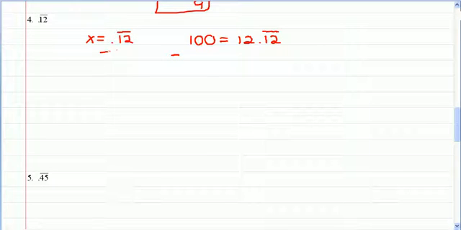So for number 4, we have 0.12 repeating. So I start with x equals 0.12 repeating. Since I have two numbers to the right of the decimal point, I multiply it by 100, since 100 has two zeros, and I'm just moving my decimal point over twice, but losing the repeat symbol to the left of the decimal, but keeping it on the right side of the decimal. So I have 12.12 repeating. Then I subtract this equation, and I put it in parentheses.